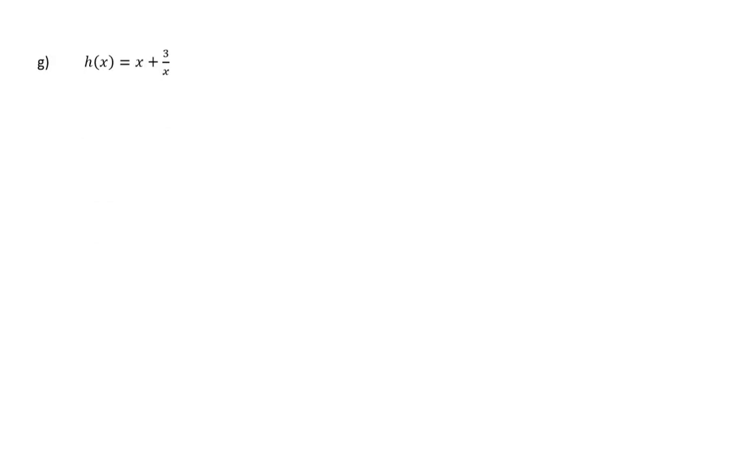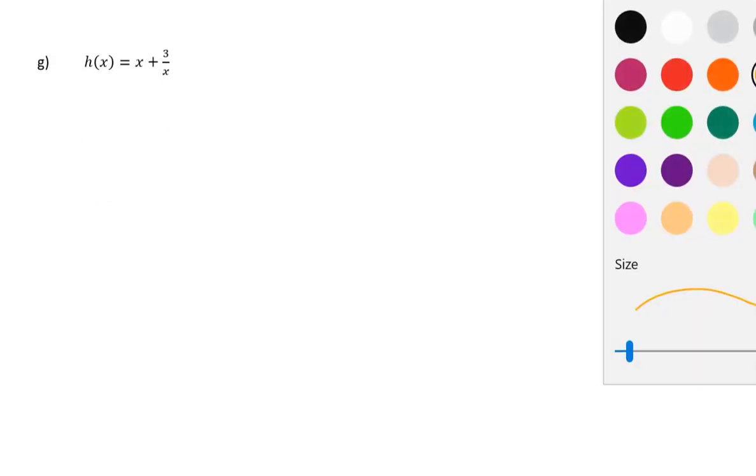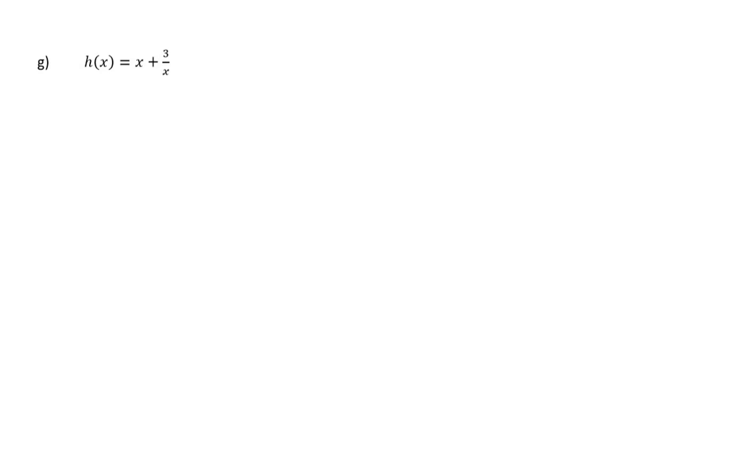Question G, h of x equals x plus 3 over x. Interesting question. Immediately I can see where their vertical asymptote is. It's at x is equal to 0 because I can see that x can't be 0. So I can immediately see there's a vertical asymptote at x equals 0. It's going to be quite fun to plot this because that's basically a hyperbola plus a straight line, which is pretty cool.